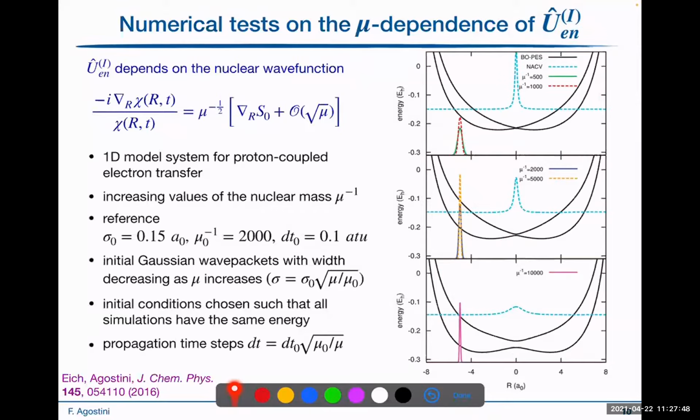The point is that we changed the width of each Gaussian such that all the systems have the same energy. And then we also changed the integration time step, because we wanted to look at the same kind of dynamics. As the nuclear mass increases, the dynamics becomes slower. And so to achieve the same result with the same number of time steps in all cases, we had to increase the integration time step.